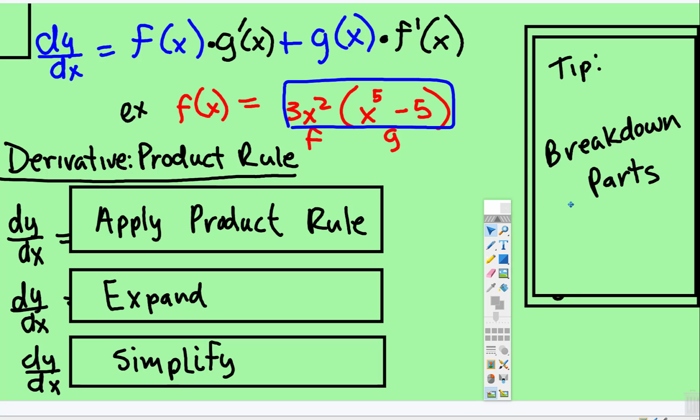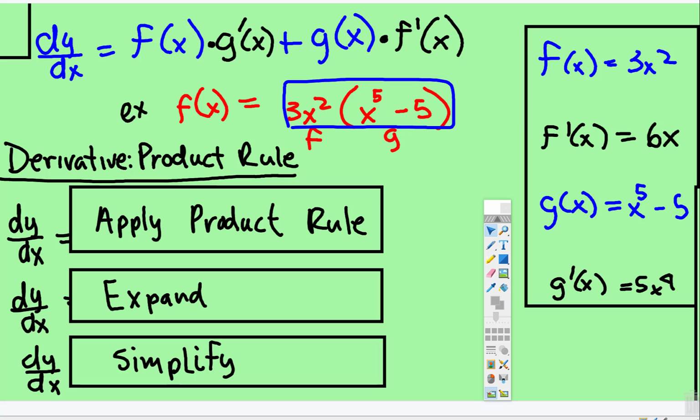So here's my big tip. It's very helpful. Rewrite what the f function is, 3x squared. Rewrite the g function, x to the fifth subtract 5. Then take a moment and write what the derivative of this is, 6x to the first, and then write the derivative of what the g function is. So the derivative of a constant is 0, so that's going to cancel, and the derivative of x to the fifth is 5x to the fourth.